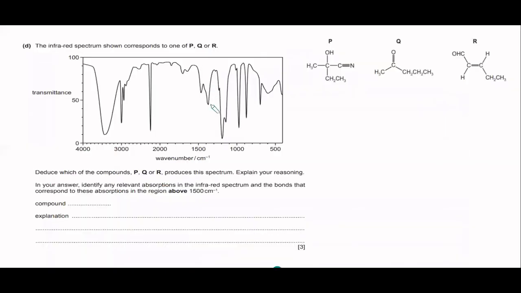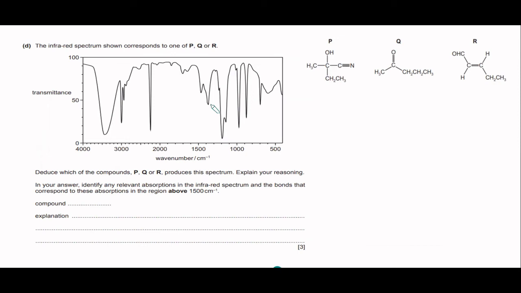Now let's move on. Here we have the last part of this particular question paper. You can pause the video and read through the question. The IR spectrum shown corresponds to one of P, Q, and R. It's not for all the molecules, it's just one molecule alone. It might be R, it might be Q, it might be P. We don't know which it belongs to. Which of the following compounds, P, Q, or R, produces this spectrum? Explain your reasoning.